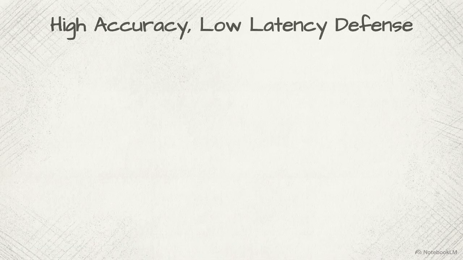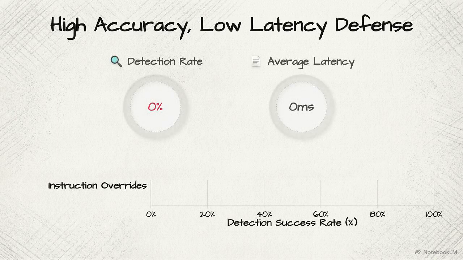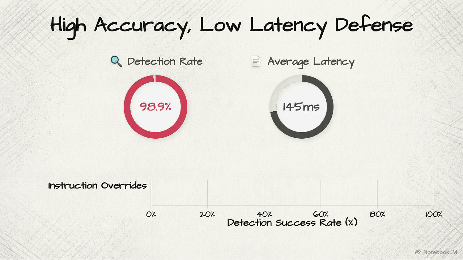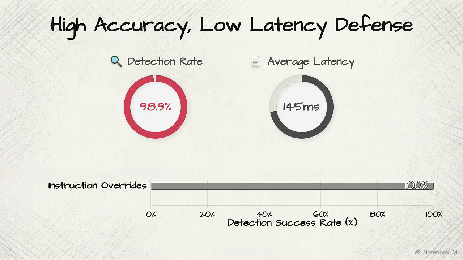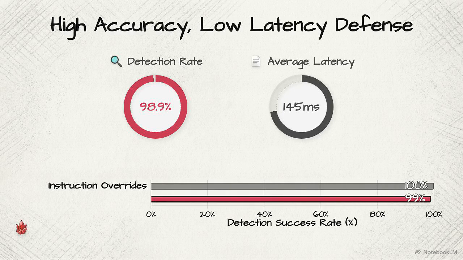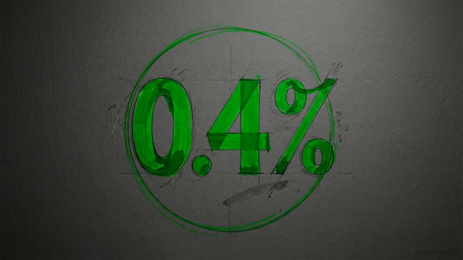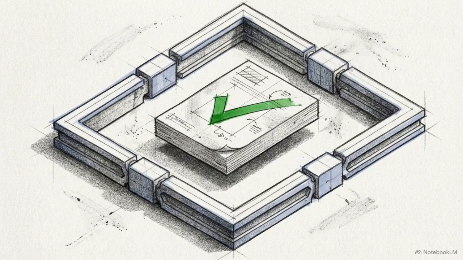This data table shows the architecture's performance against over 1,000 adversarial attempts. It maintains a 98.9% detection accuracy and 145 millisecond average latency. Looking closely, the pipeline successfully detected 100% of instruction overrides and 99.2% of complex jailbreak prompts. From an operational standpoint, the most vital metric is the 0.4% false positive rate. This ensures that the heavy security apparatus does not falsely block legitimate queries and degrade the actual user experience.